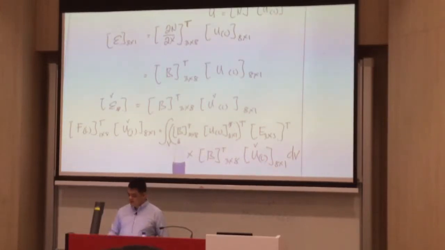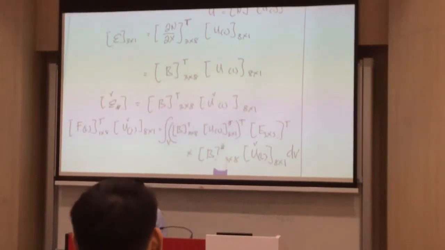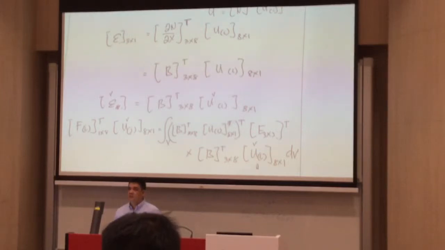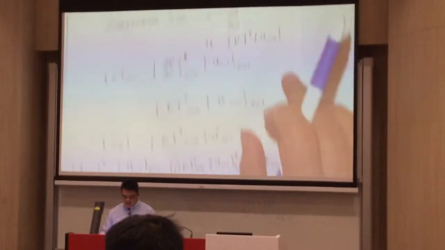So your strain displacement multiplied by your displacement, take the transpose, multiplied by your E transpose, and then strain displacement transpose multiplied by your virtual displacement. So please have a look. This one is 3 by 1, 3 by 3, 3 by 1, so we end up with 1 by 1. This one is 1 by 1. So let's try to move on.